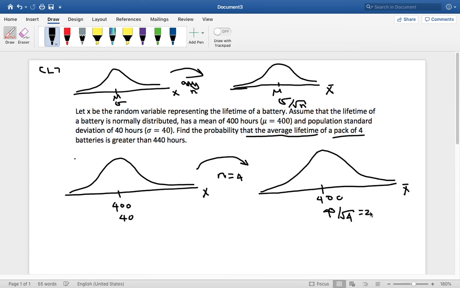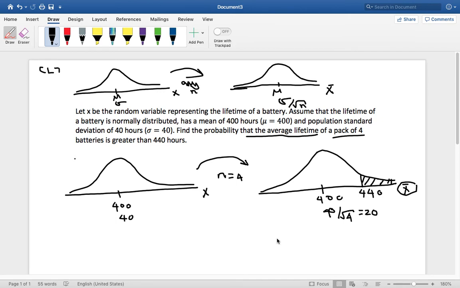So the standard deviation of x bar is given the special name, the standard error. Whenever you see standard error, it's just saying that we're looking at a sampling distribution, a distribution of x bar. And they want us to find the probability that the average is greater than 440. The average of the 4. We're looking at averages of 4 here. So we need to find this area over here.